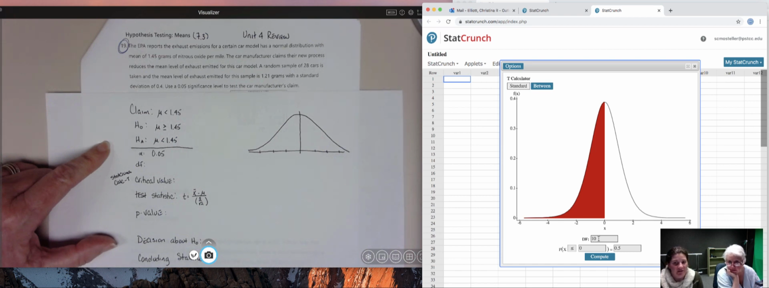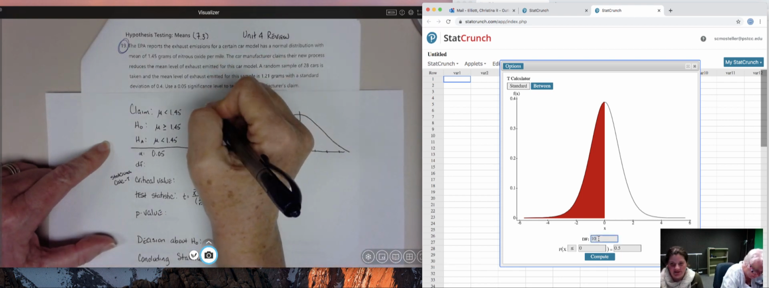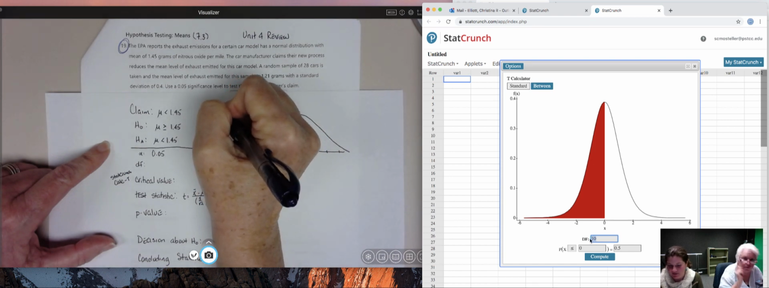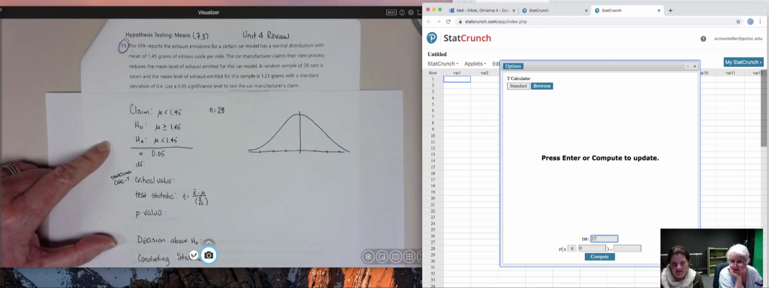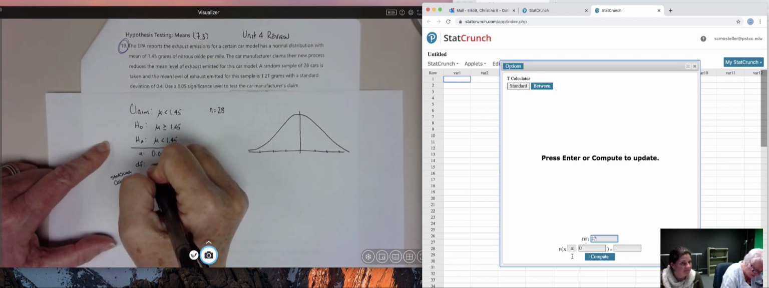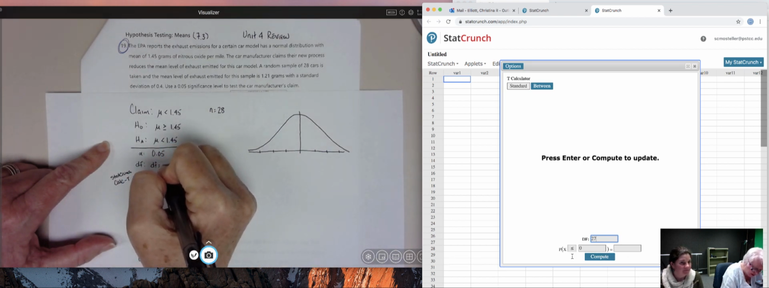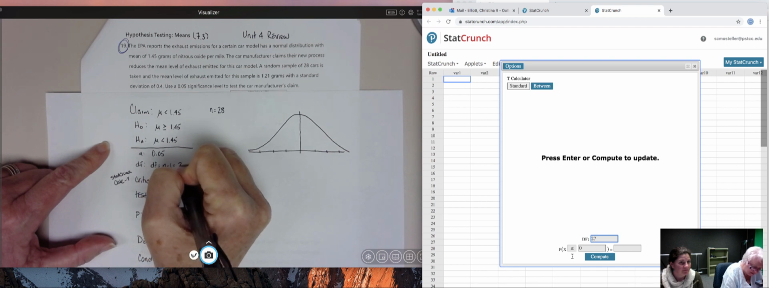My degrees of freedom is n minus 1. What was our n? A sample of 28 cars. So my degrees of freedom is going to be 27, because it's n minus 1. Degrees of freedom is equal to n minus 1, which would be 27 in our case.